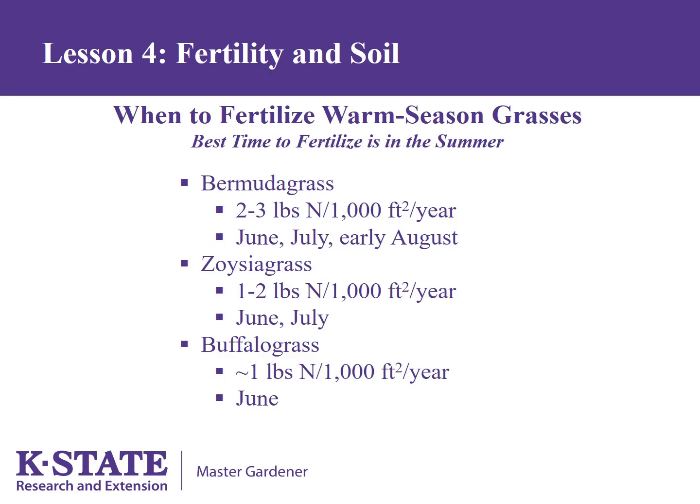Or maybe 3 pounds of a slow release in June. Or a pound and a half of a mid-slow release in June and mid-late July, a pound and a half. Zoysia grass, just a little bit less, 1 to 2 pounds per 1,000, June, July. And buffalo grass, I say about a pound, okay?